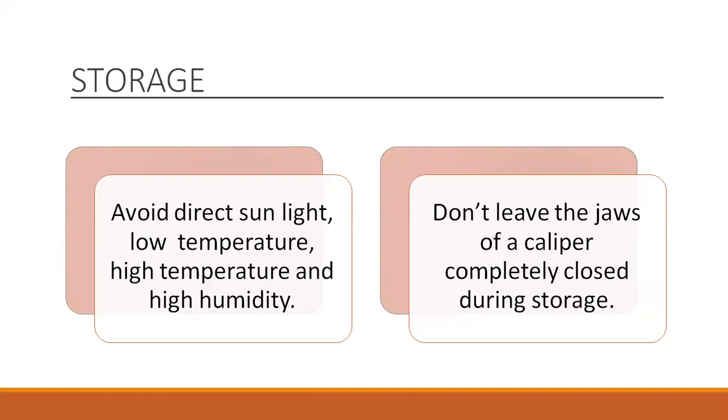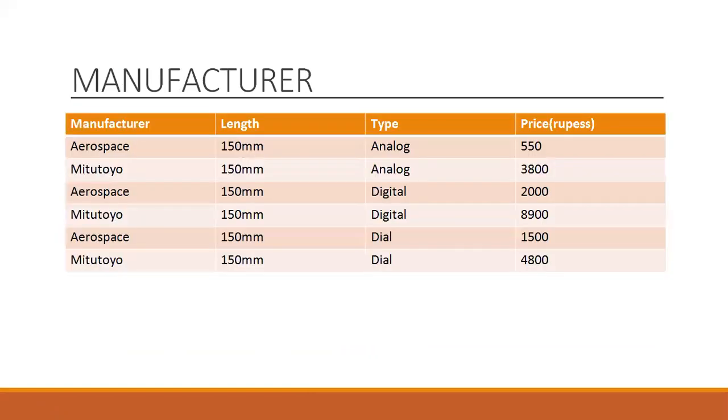Low temperature, high temperature and high humidity. So any extreme conditions like sunlight, very low temperatures, very high temperatures or high humidity, all these things are very much drastic or damaging for the vernier caliper. Do not leave the jaws of the caliper completely closed during the storage. They shouldn't be completely closed. It will also spoil your tool. So these things must be noticed when we are going to store vernier caliper after taking various readings.